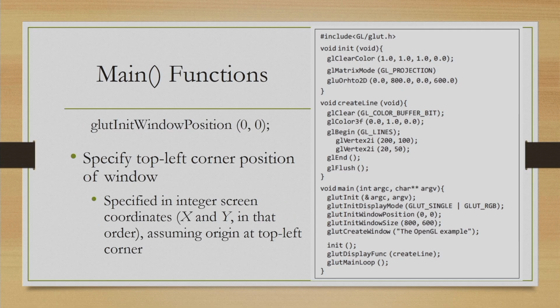Now, this window position, which position does it specify? It specifies the top left corner position of the window, assuming integer screen coordinate system and assuming origin at the top left corner. These are the assumptions when we specify these values.